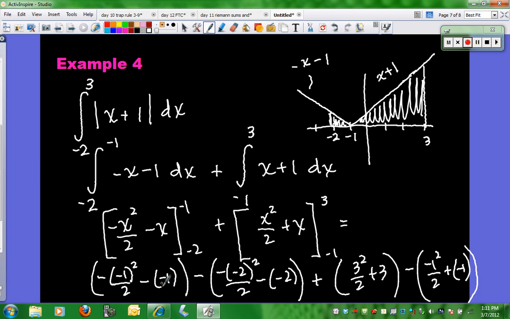So what does this become? This becomes +1 over 2. It's negative though out here, so -1/2 plus 1. So what does that become?